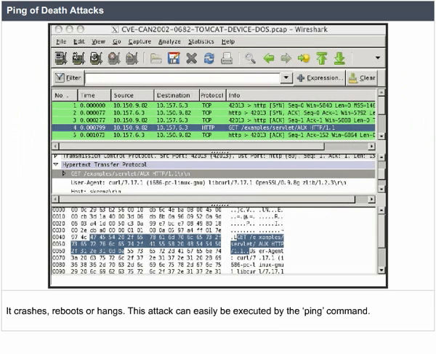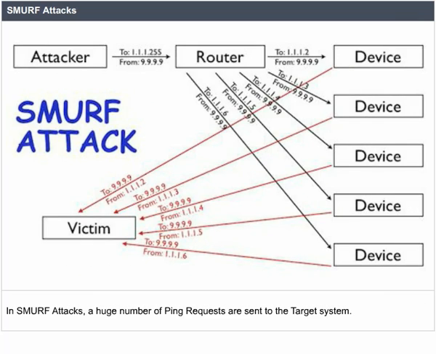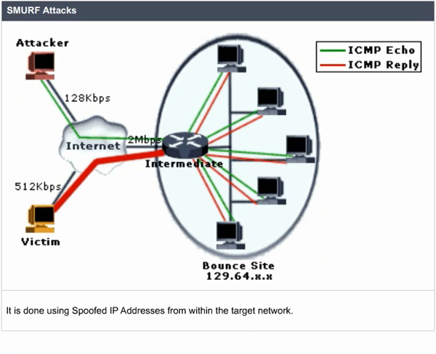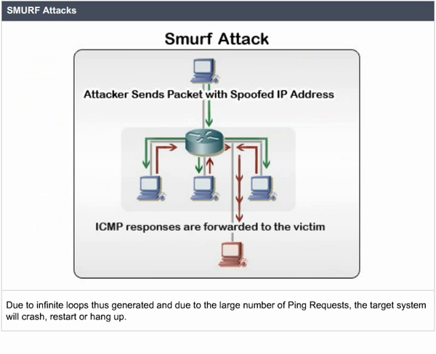Smurf attacks. In Smurf attacks, a huge number of ping requests are sent to the target system. It is done using spoofed IP addresses from within the target network. Due to infinite loops thus generated and due to the large number of ping requests, the target system will crash, restart, or hang up.